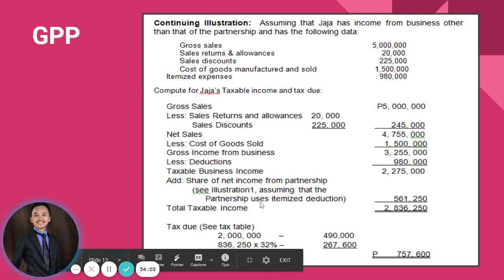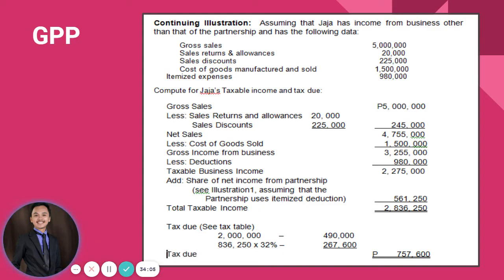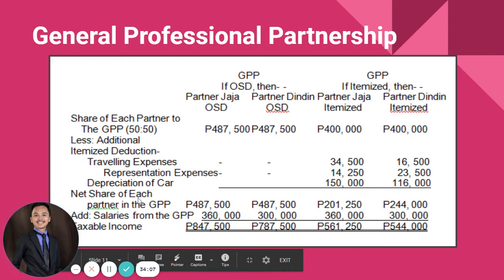So our assumption here is that the partnership uses itemized deduction. So from our computation earlier, okay? Itemized daw, so Jaja is itemized, this is our assumption. That means Jaja's share from that partnership is 201,250 plus her salaries from the GPP, which is 360.